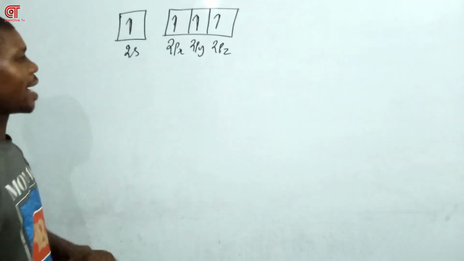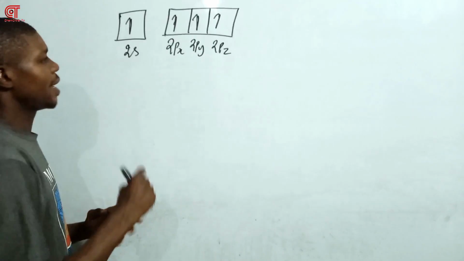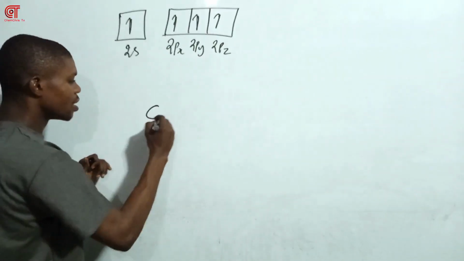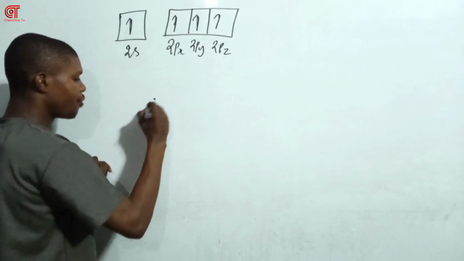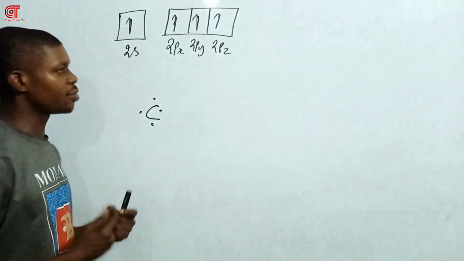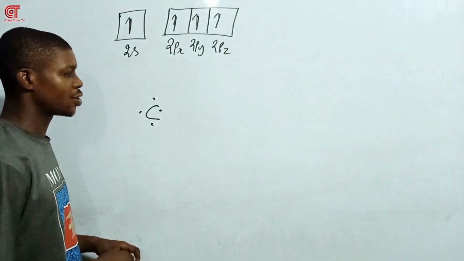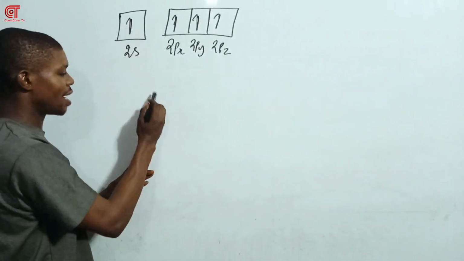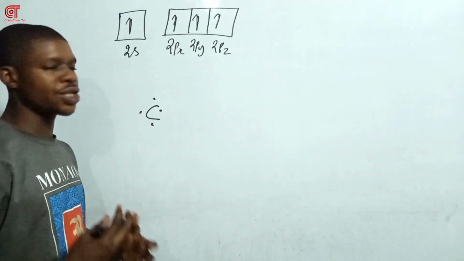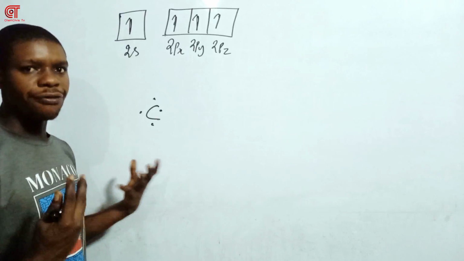So when you have something like this here, in the sp3 hybridization, what it means is that carbon needs four more electrons to obtain the octet. Carbon needs more four electrons to obtain the octet. So you need to bond with this one, bond with this one, bond with this, and bond with this. So it should bond with four hydrogen.